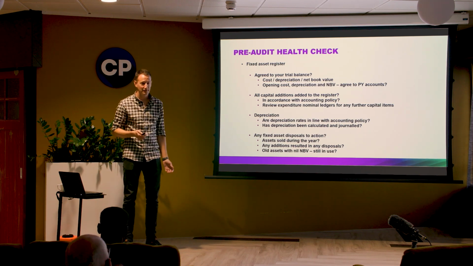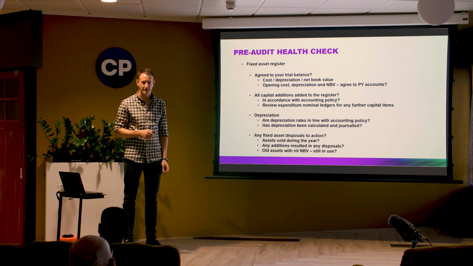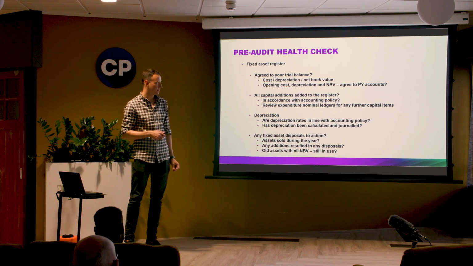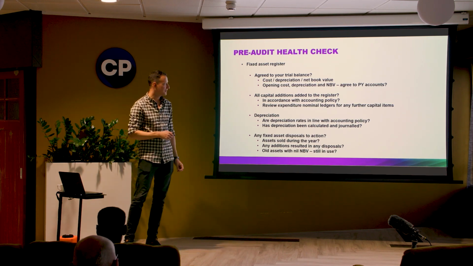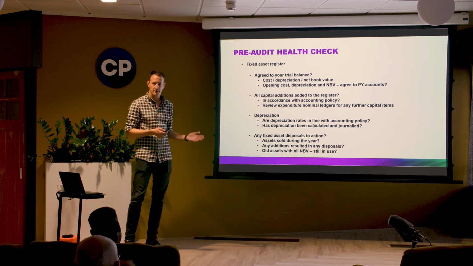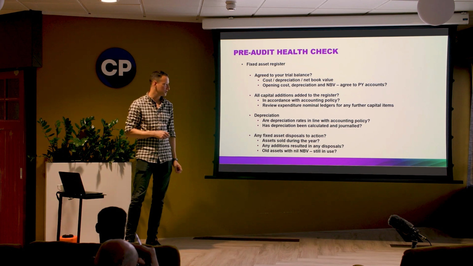So ultimately, does that fixed asset register agree to the figures in the trial balance? So looking at a cost basis and the depreciation basis, and ultimately the net book value, one minus the other, do they all match up? And also where you've got the opening balances, again, just doing that check with the opening balances against last year's accounts, do they match up?